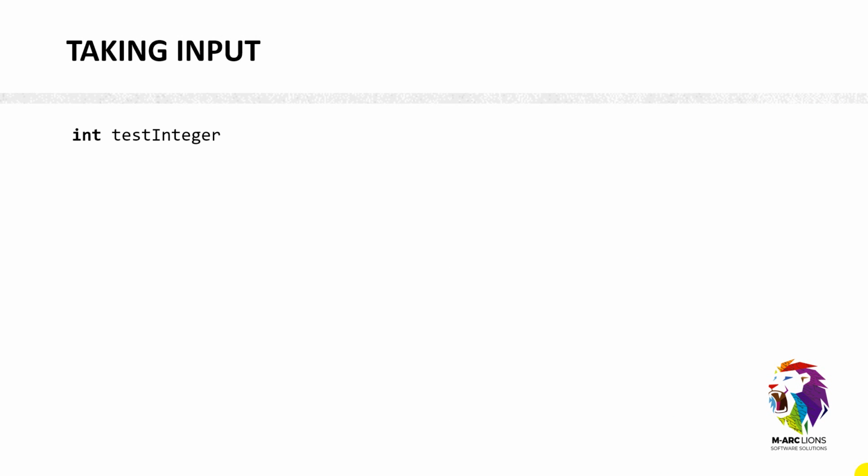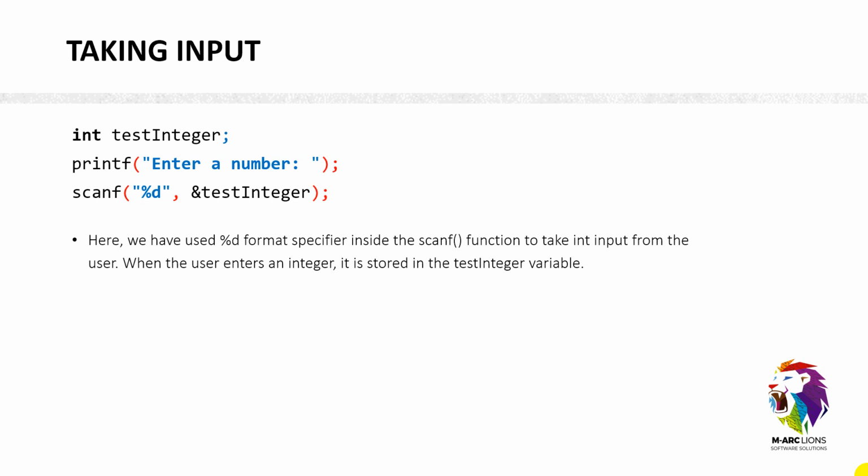I'm declaring a variable here, an integer, testInteger, and printf, "Enter a number." I'm sending a command to enter a number, and scanf, and I'm using %d and &testInteger. It means that I am getting the value of testInteger in an integer variable. Here we have used the %d format specifier inside the scanf function to take input from the user. When the user enters an integer, it is stored in the testInteger variable.